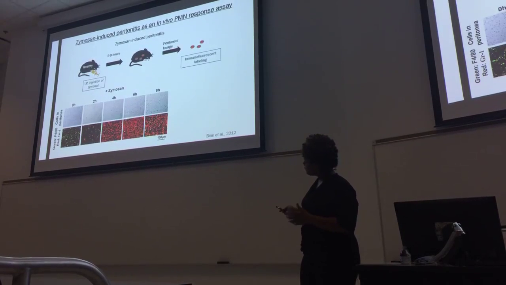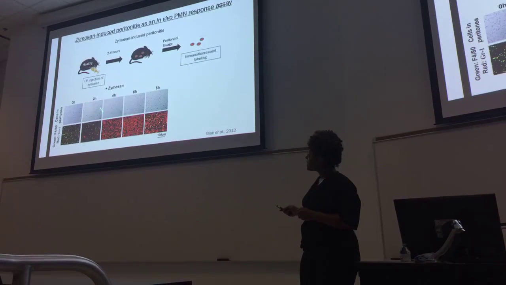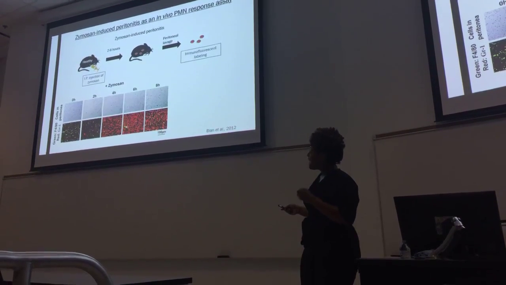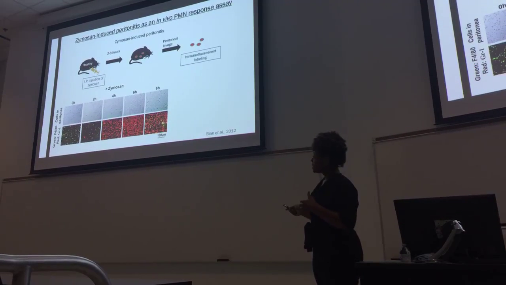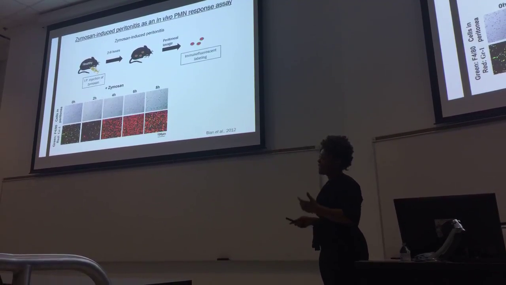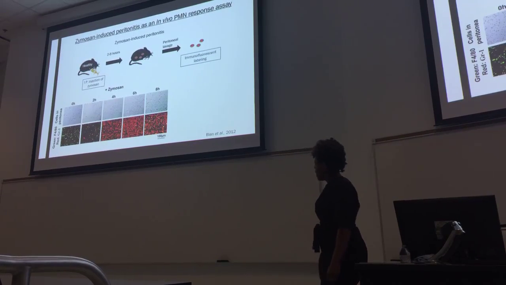Here in this figure, they show that beginning at 2 hours, we see some infiltration, but between 4 to 6 hours in these mice, we see massive infiltration of PMN, and this infiltration slowed or came to a stop around 8 hours when these numbers started to decrease in the peritoneal cavity.